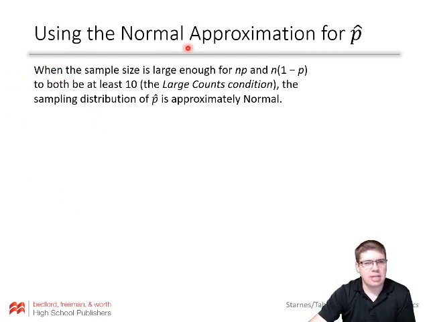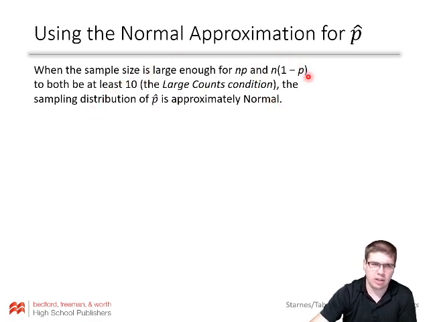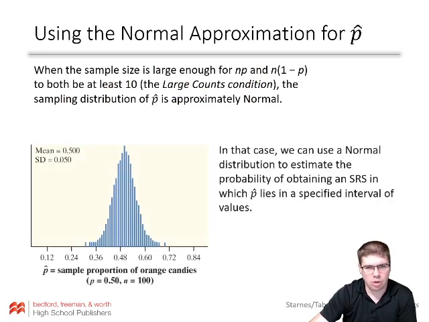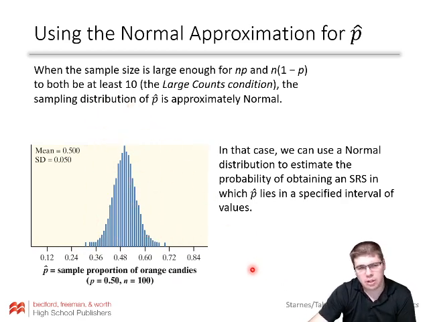When using sample sizes large enough for n times p and n times 1 minus p to both be at least 10, if we check that large counts condition, the sampling distribution of p-hat is approximately normal. And so we see that in this example here, where we have this really nice bell-shaped curve, and we can verify that it is actually very close to a normal curve. We can use the normal distribution to estimate probabilities based on that. We can do some normal CDFs and things like that.